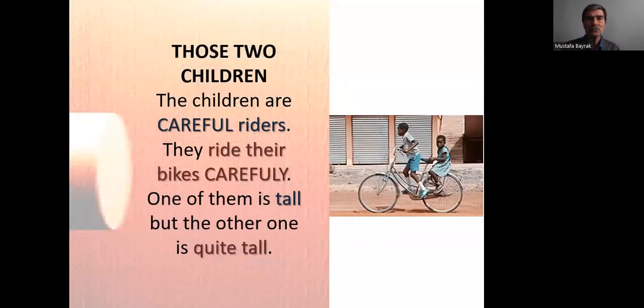Okay, those two children, let's take a look at them. The children are careful drivers. This is the usual form of adjectives. The children are careful riders, careful people, careful individuals, careful cyclists. What about this one? They ride their bikes carefully. Carefully is here an adverb because it describes ride, the verb. They ride their bicycles carefully.